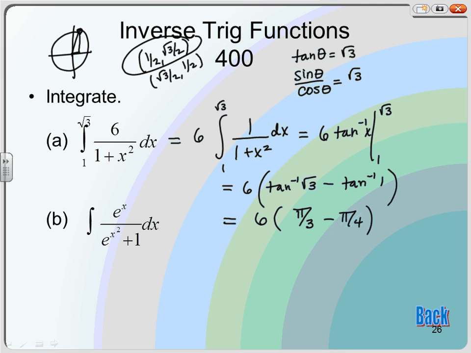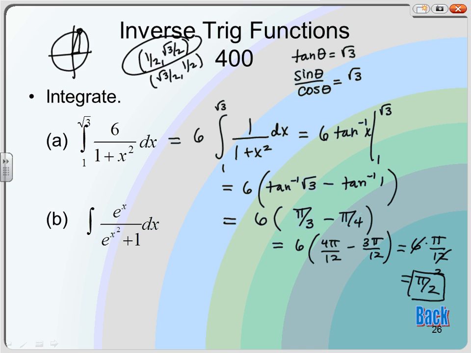So you can simplify. You can get common denominators if you want. So it's 6 times, let's make them 12, so 4 pi over 12 minus 3 pi over 12. So it's 1 pi over 12. So 6 times pi over 12, so it's pi over 2. And your answer should be pi over 2.